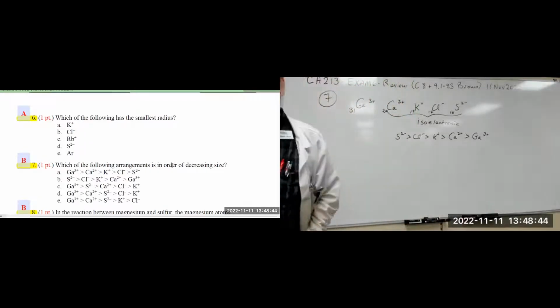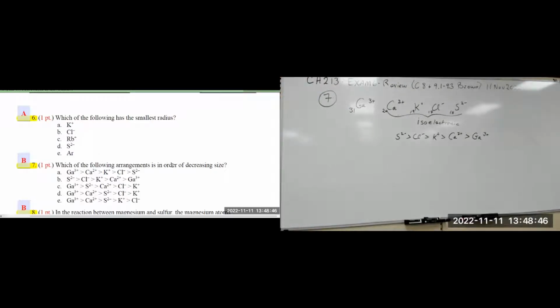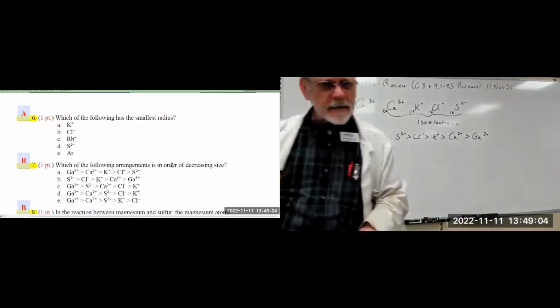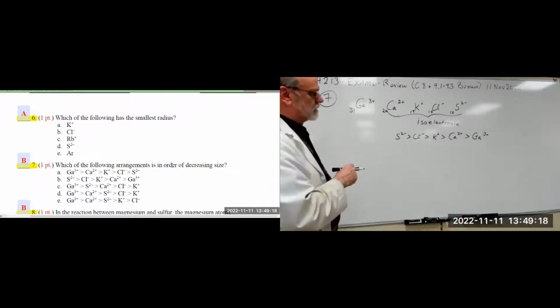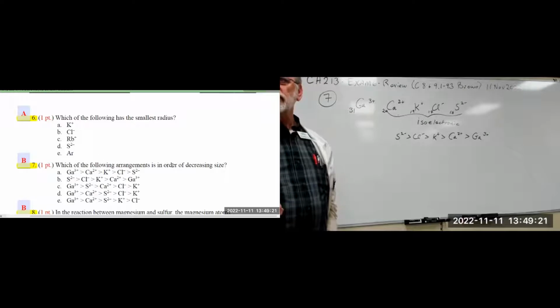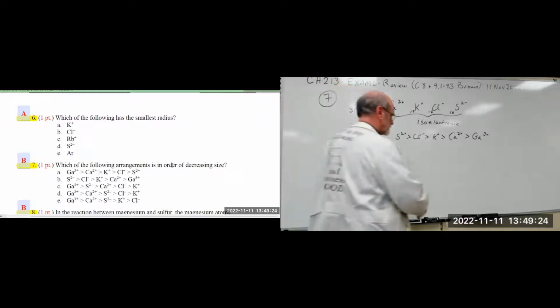And I think if we check, let me see. Did I put that in the review document? I mean, in the work problems? Yeah. So I checked it to confirm. Wait a minute. In order of decreasing size. Okay. This one has them in order of increasing size, but the smallest one is gallium 3+. Any problems? No? Okay.